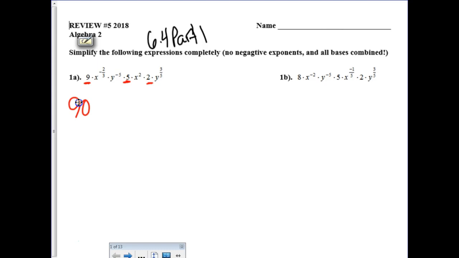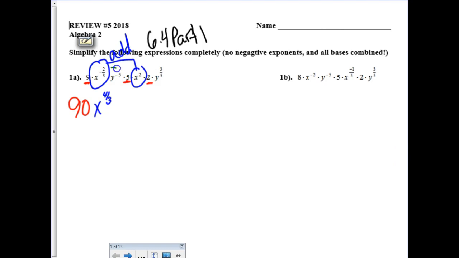All right, so now we are not done because we have some bases we have to combine still, and we have to determine how we do that. So x to the negative 2/3 times x to the second. And what you're supposed to do with the exponents is add them together. So we encourage you on your calculator to take negative 2/3 and add 2, and then hit math enter to bring it back to a fraction. Let's see, that becomes x to the 4/3.